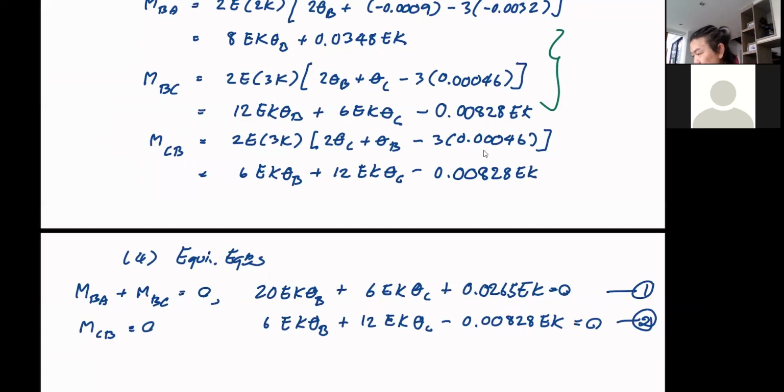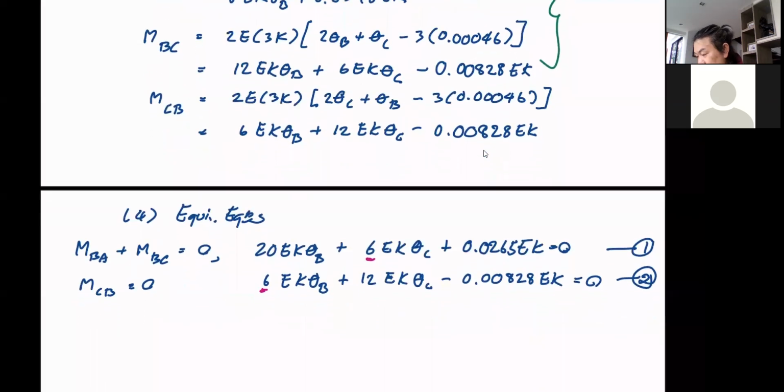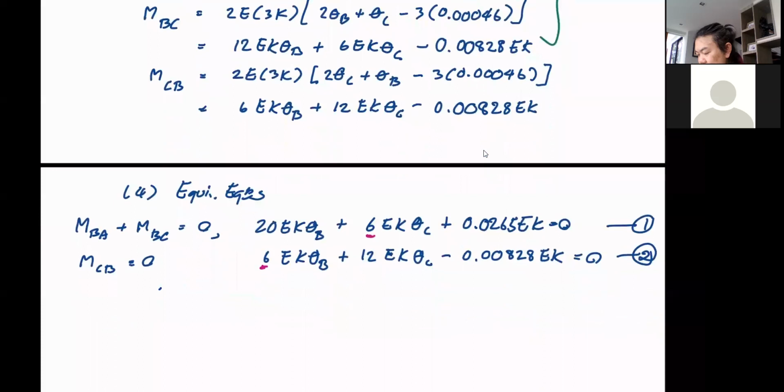Okay, and notice that again we have the same coefficients here. That's a good sign. So now we can proceed and play some calculation music. So now we have EK theta B equal to, the entire EK term is gone. Theta B is now minus 0.0018, and theta C is 0.0016. So yeah, that's the answer.